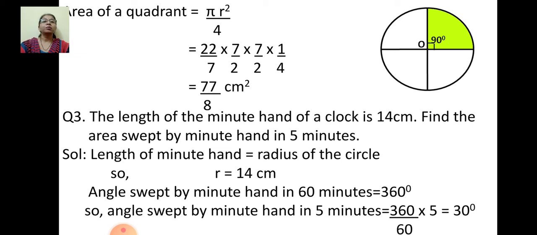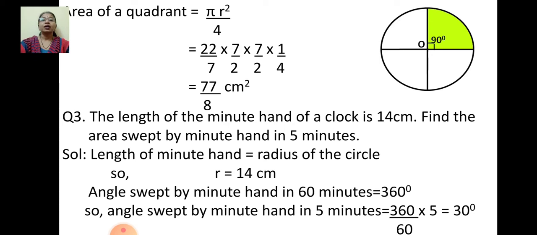The length of the minute hand of a clock is 14 centimeter. Find the area swept by minute hand in 5 minutes. So minute hand is nothing but the long hand of your clock. So let us consider the length of that long hand as the radius of that circle. So length of the minute hand is 14 centimeter. That means the radius of the circle is 14 centimeter.